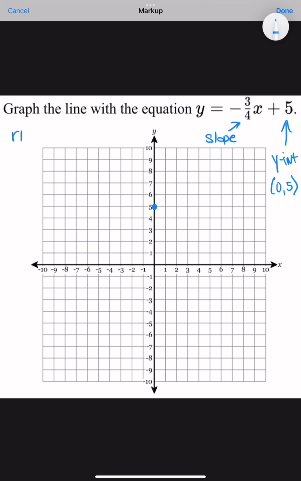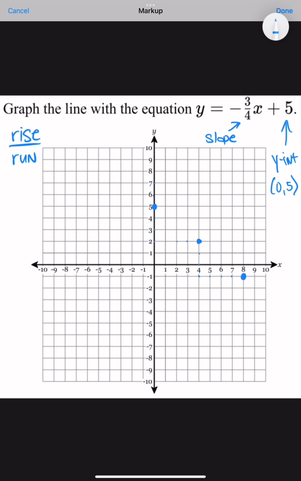And then whatever's in the place of m is our slope. Remember, we're doing rise and run. So we have negative 3 over 4. So starting at that y-intercept point, we're going to go down 3, because it's negative 3, and to the right 4. And we want to plot as many points as possible so that our line is as accurate as possible. In math, we want to be extremely accurate. So there's another point.